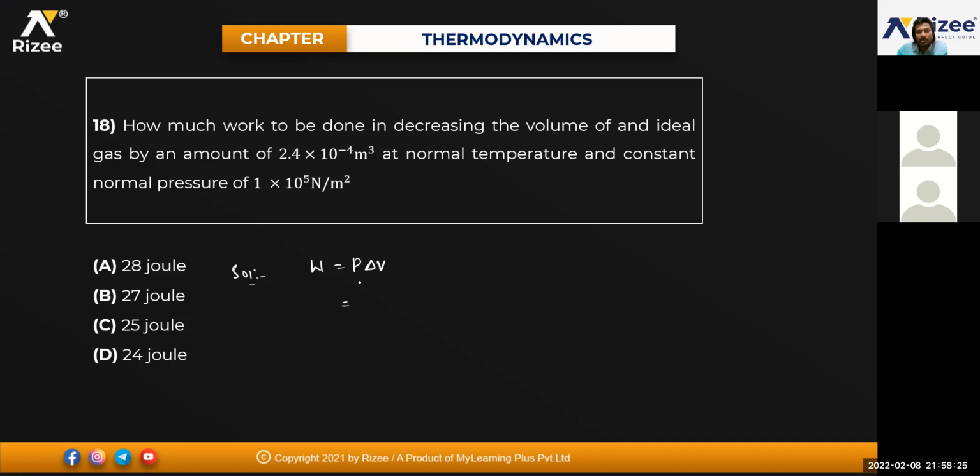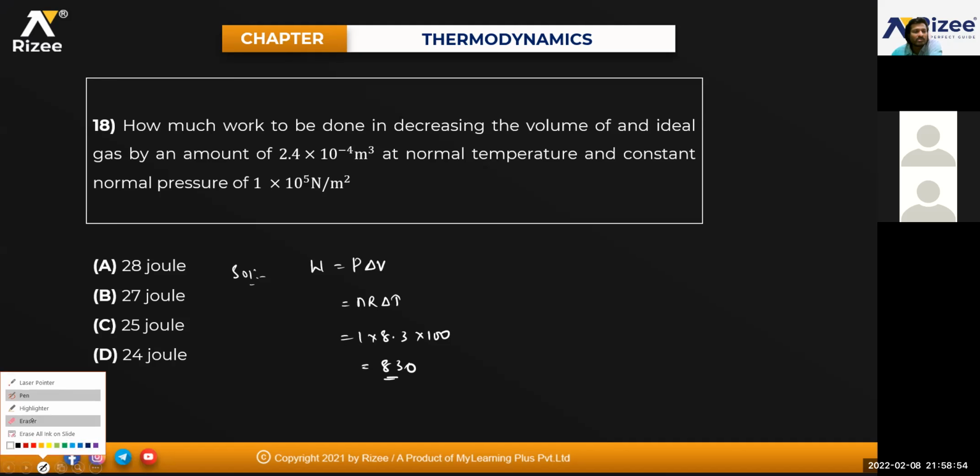So that will be equal to PV is equal to N into R into delta T. Number of moles is 1, R value is 8.3, into temperature difference is 100. So that will be equal to 83. So it will be equal to 830 approximately, isn't it? 830, approximately 830. 830 means I can write how much right now, beta? NRT, 8.3. So what am I doing now?